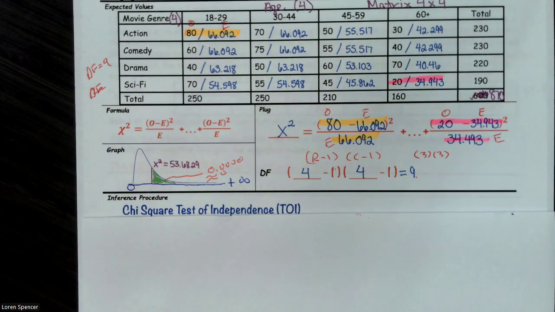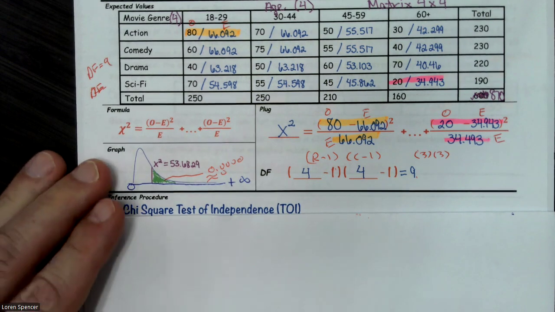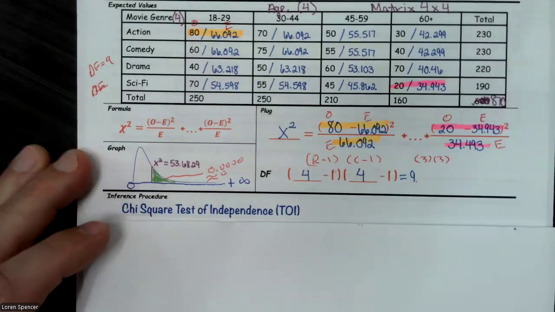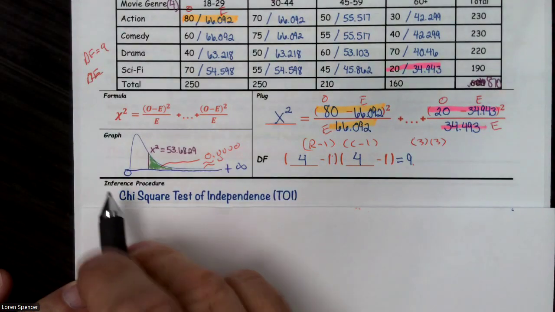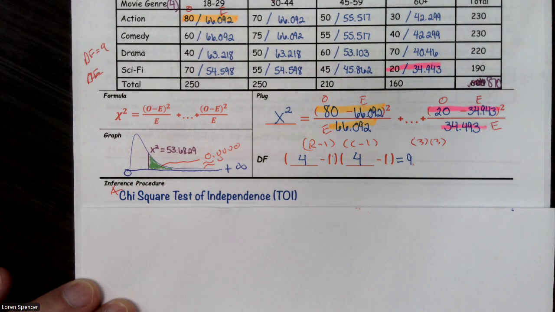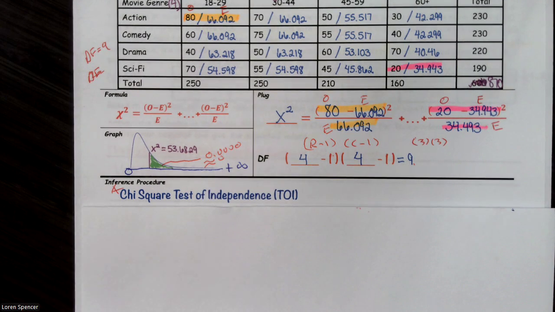All right. This is a chi-squared test of independence. Some people put TOI, which is great, but you always have to write this out at this point. Don't abbreviate here. Put chi-squared test of independence, but if you ever see a TOI, you know that that's what they're asking for.